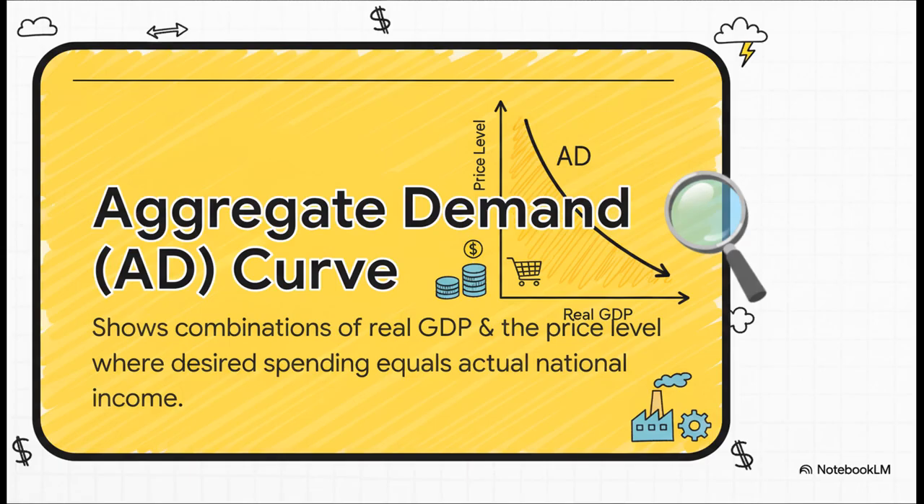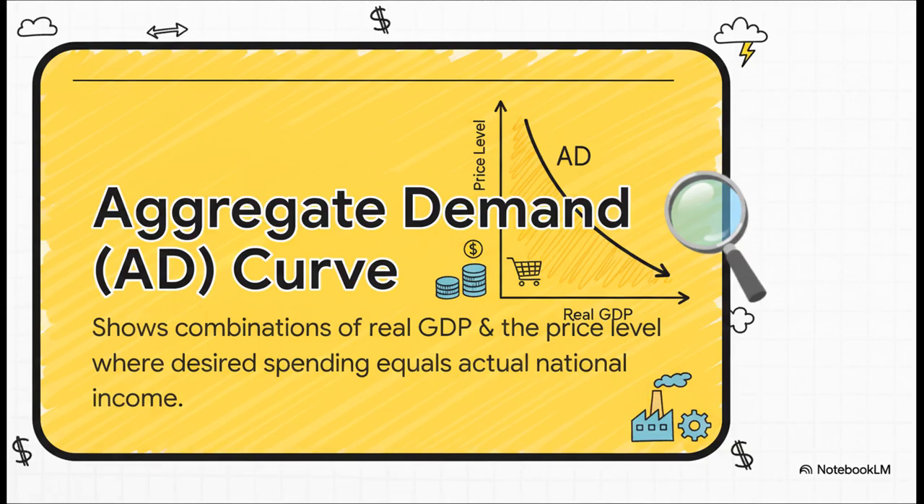Now, this graph answers a pretty simple question. As the average price of, well, everything goes up or down, how does that change the total amount of stuff we're all willing to buy? And you can see it makes intuitive sense. When prices are high, we buy less. When prices are low, we buy more.